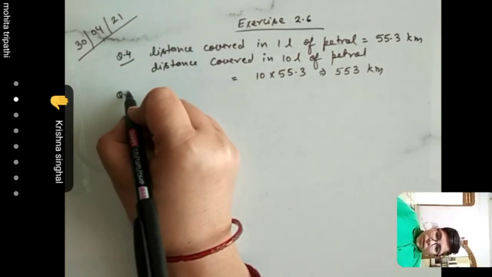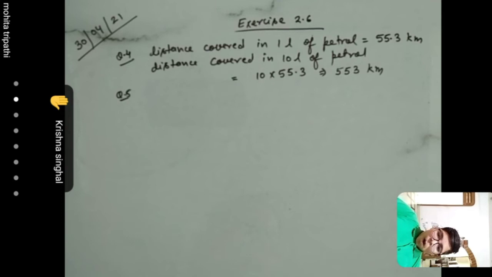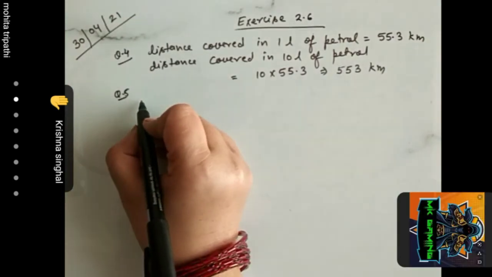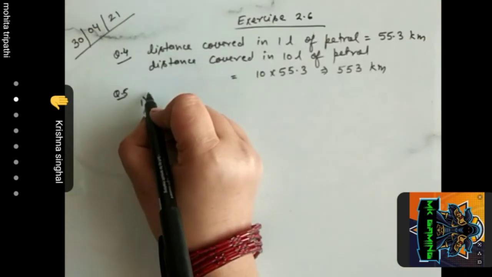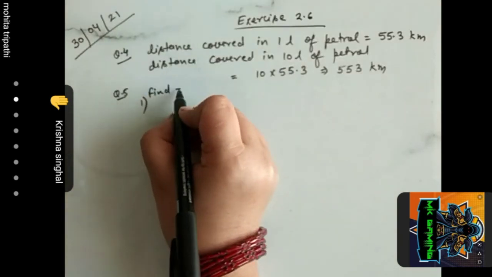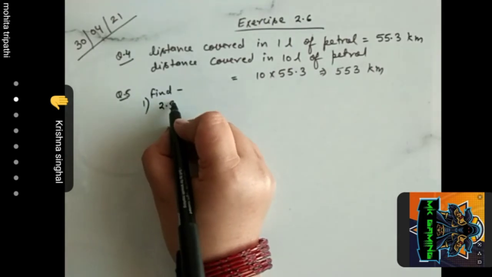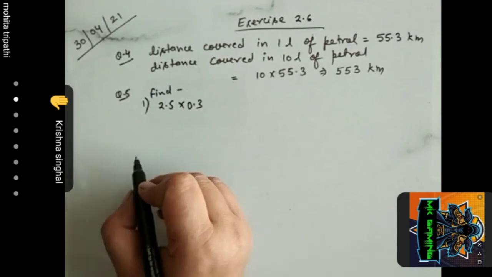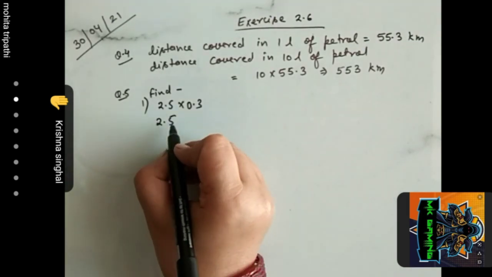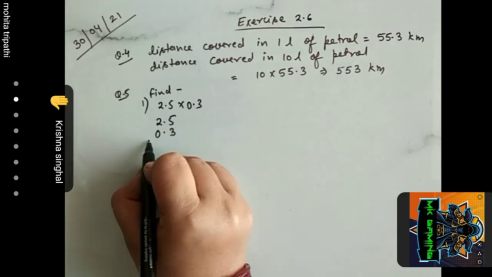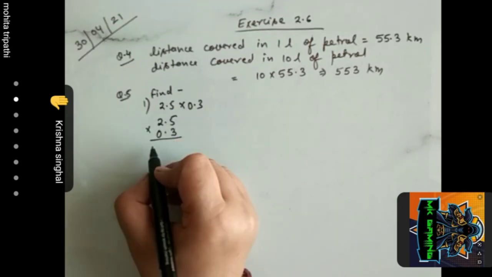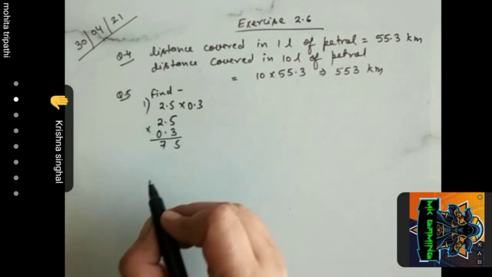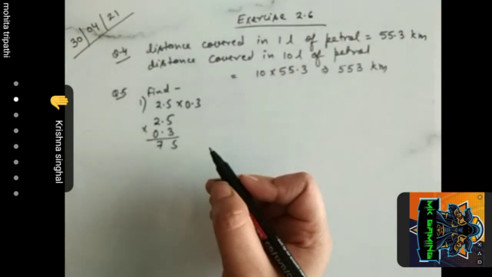Now, see the next question. Question number 5. In question number 5, again you have to find the multiplication. Just see the first part. First part is 2.5. It needs to be multiplied by 0.3. You will do the multiplication. 3 5s are 15. 3 2s are 6 and 7. Okay, and the multiplication by 0 is not necessary.